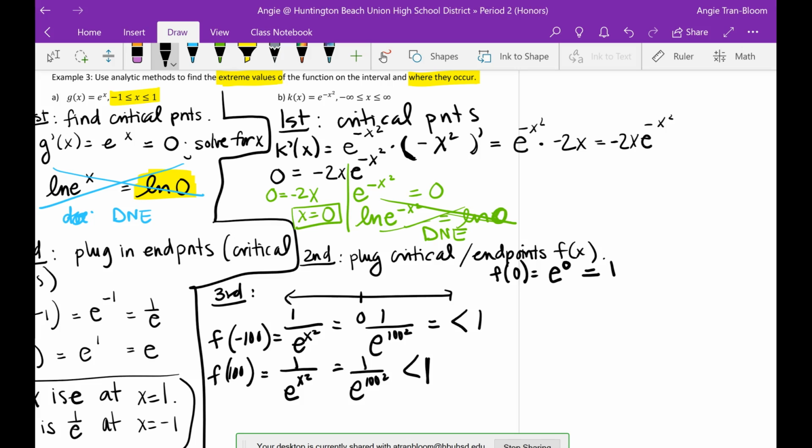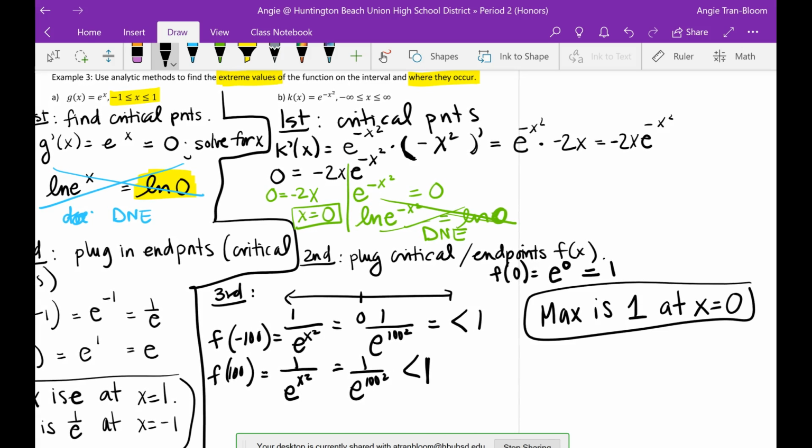I'm going to pause right there so we can think about it for a second. Is that a true statement? Yes. So what can we conclude? At 0, what's happening? It's a max, okay? Max is 1 at where? At 0, or you can write x equals 0. Okay, you can just write at 0 is fine. So I'm going to pause right there so you can ask questions.